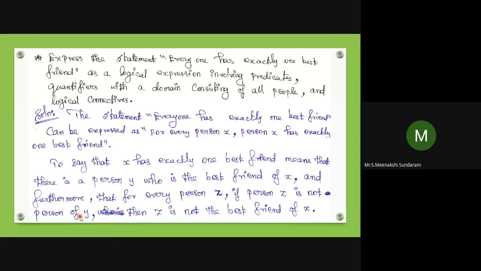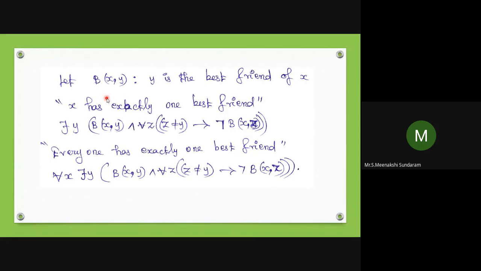Now we can convert this into symbolic form. Let B(X, Y) mean Y is the best friend of X. That's why I can write the symbol B for best friend: B(X, Y), Y is the best friend of X. Or you can write X is the best friend of Y, whichever is convenient for you. So I write B(X, Y).